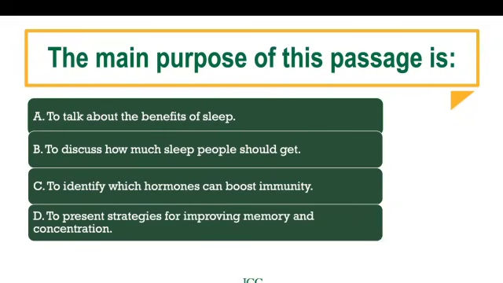So there are going to be some answers here that are not pertinent, they're wrong. But there are some that could sound correct. After all, it does identify which hormones can boost immunity. But that's one fragment of the entire passage. That's not our main purpose. That doesn't cover everything in the passage. So already we can knock off letters C and D because that doesn't cover the entire passage.